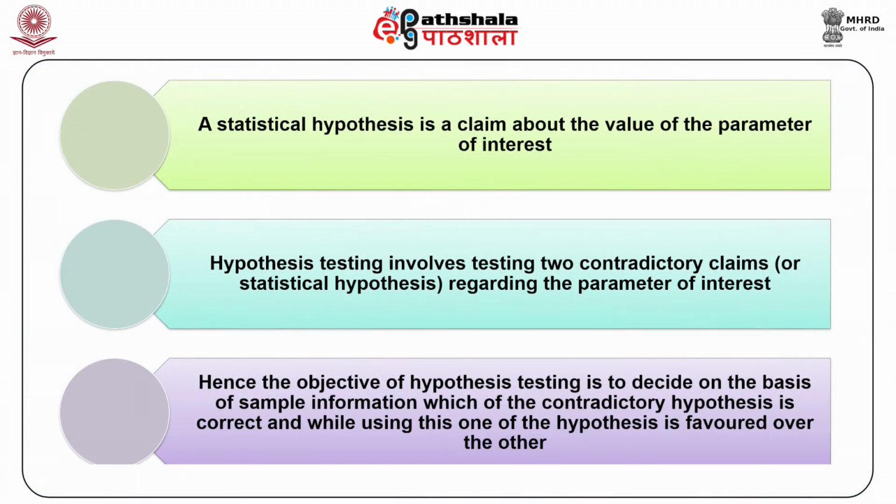A. Statistical hypothesis. A statistical hypothesis is a claim about the value of the parameter of interest. Hypothesis testing involves testing two contradictory claims or statistical hypotheses regarding the parameter of interest. Hence, the objective of hypothesis testing is to decide, on the basis of sample information, which of the contradictory hypotheses is correct, and in doing so, one of the hypotheses is favored over the other.